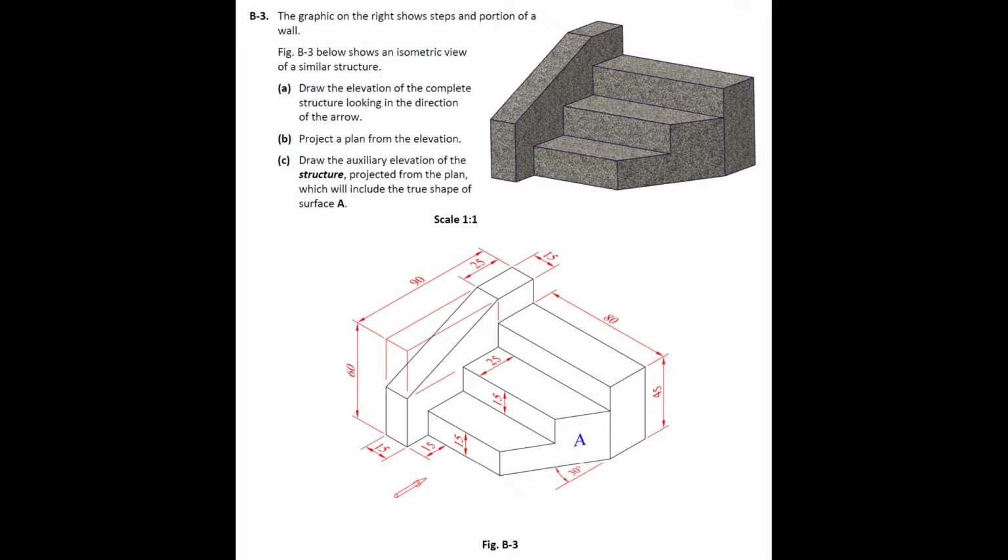Part B is to project a plan from the elevation, and Part C is to draw an auxiliary elevation of the structure projected from the plan, which will include the true shape of surface A. So we are asked for 3 views in this. We need an elevation, a plan, which is going to be directly below it, and we need an auxiliary elevation projected so that we see the true shape of surface A.